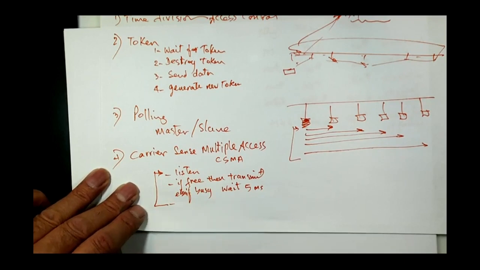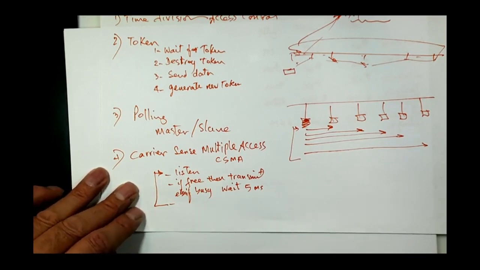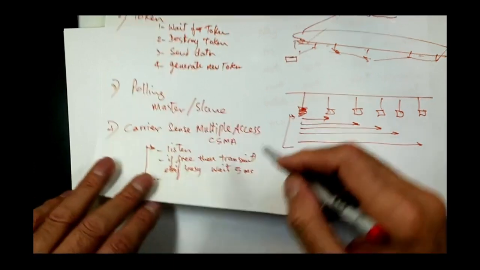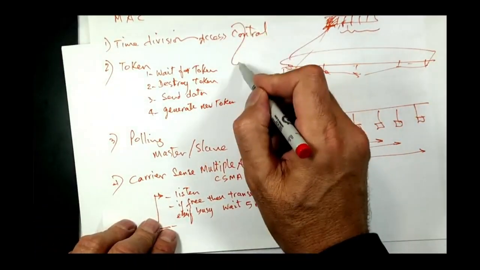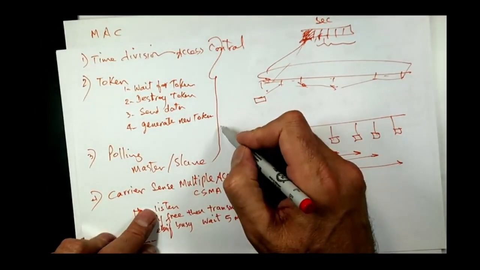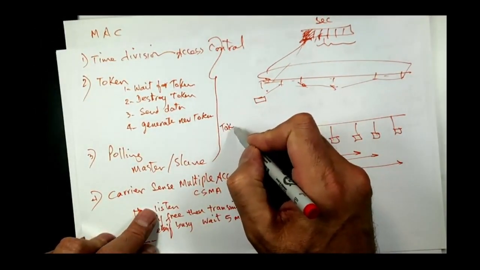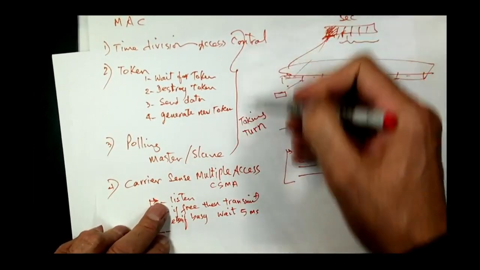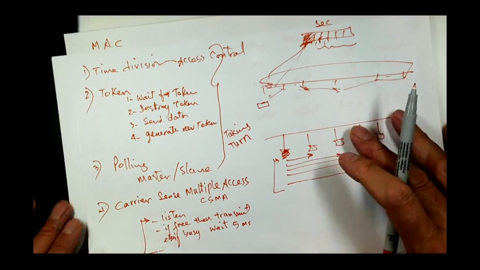And listen again. Is it busy? Somebody is transmitting now? Well, then go sleep for 5 milliseconds and then wake up. Listen again. Is it free? If it's free, now you can transmit. Those 3 here are classified as taking turns, take your turn kind of protocol, those 3 protocols.